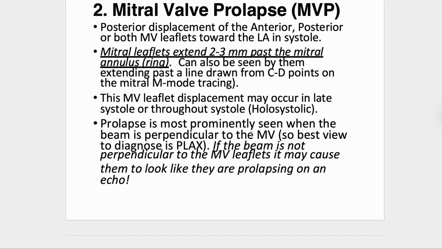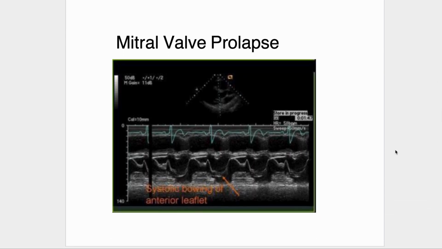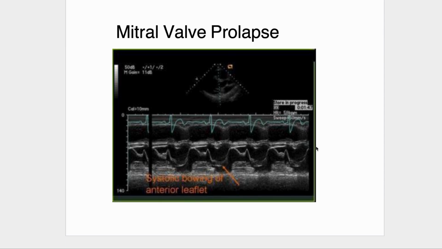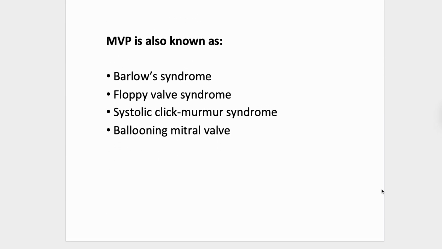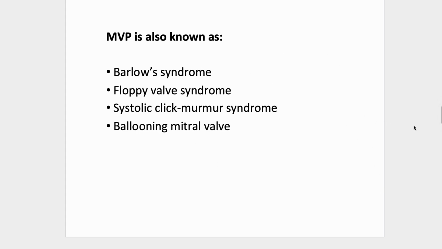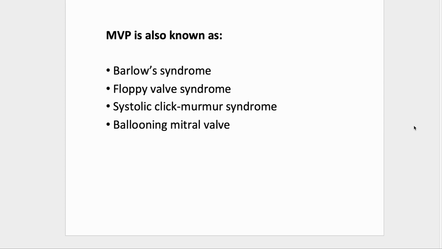Prolapse, you really want to be perpendicular to the beam to see this, so you really want to see this in parasternal long axis, or else you're not really going to get it to be an accurate image. Big sign of mitral valve prolapse, this is important, systolic bowing of anterior leaflet. That means it's dipping back into the LA during systole. Usually this is flat, but here we're seeing it's bowing backward. These are other terms we use to describe MVP, but most commonly used is really just mitral valve prolapse.